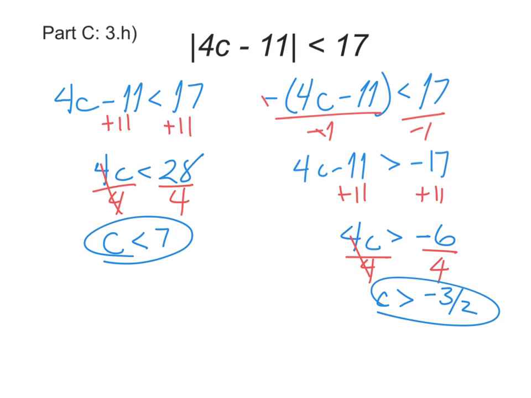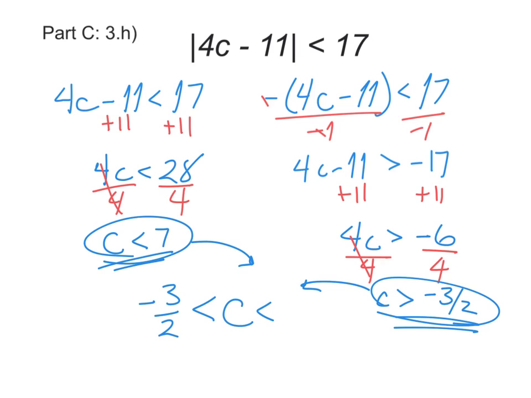Now the thing is, we need to be smaller than a positive number and bigger than a negative number. We can combine them into a compound inequality where c is in between our two numbers. Notice that c has to first be greater than the -3/2. So -3/2 would come first. And c has to be less than the 7, so c is less than 7. And this would be our solution.